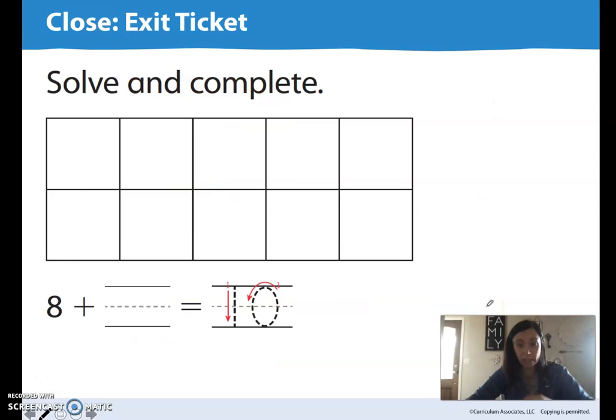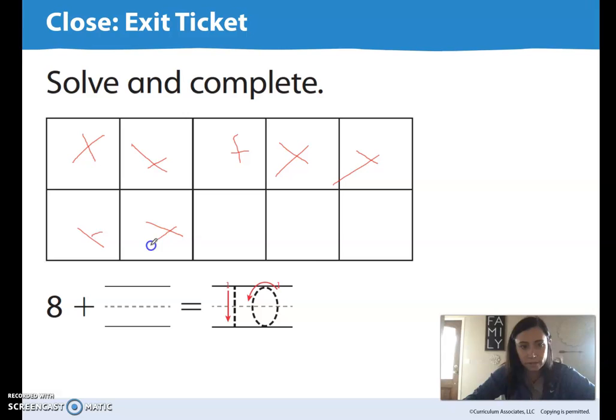All right, friends, this is the last part of our session today that I'm going to have you look at. And it says solve and complete. So it says 8 plus blank equals 10. So I'm going to cross off 8 squares. 1, 2, 3, 4, 5, 6, 7, 8. All right. Now I'm going to draw in my own so I can solve and complete this. So 1, 2. How many did I have to do? I had to draw 2 of my own. So I'm showing that 8 plus 2 equals 10.